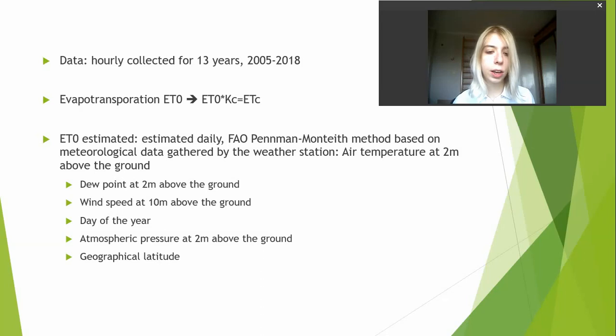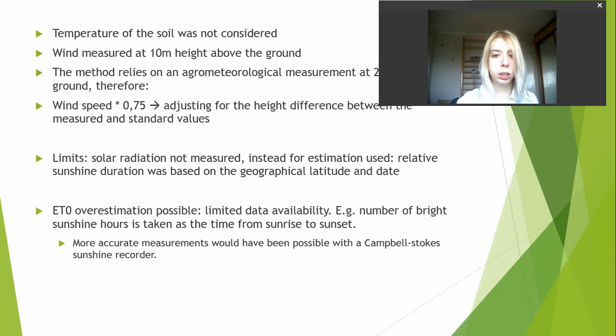The method used is FAO Penman-Monteith, and it is based on meteorological data gathered by the weather station. The weather station is the airport weather station at Vršac, and the data is gathered from air temperature at 2 meters above the ground, dew point 2 meters above the ground, wind speed at 10 meters above the ground, and atmospheric pressure at 2 meters above the ground every day of the year, and the geographical latitude is also counted in. So let's talk about it concretely.